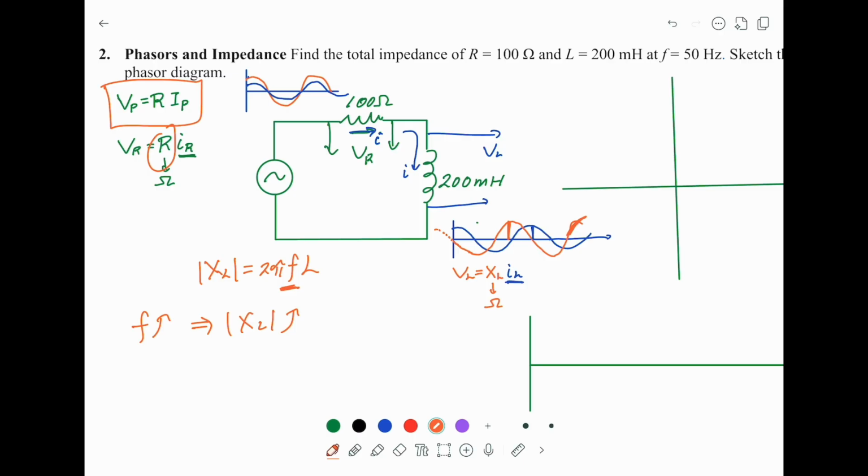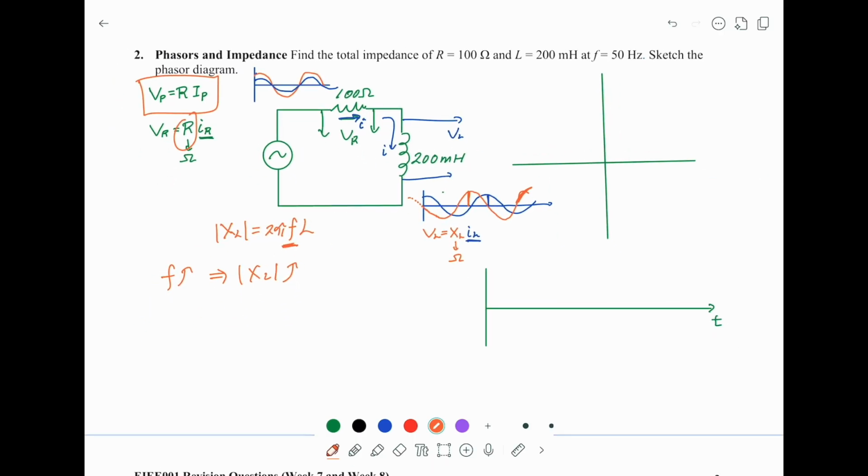Okay, now the rest is just plug the number into the definition, of course. So if we plug this number, 2 pi FL, into this equation, 50, and this is 200 times 10 to the minus 3. And you will find this equal to 62.8, and the unit is ohm.